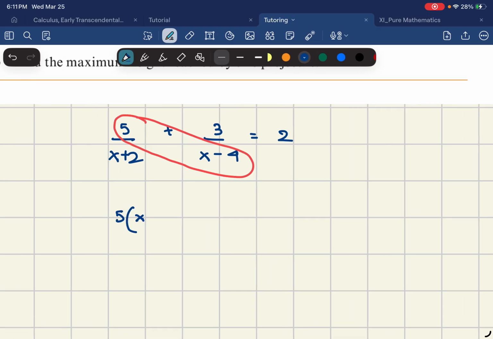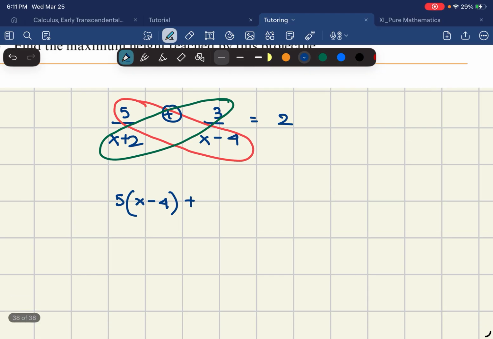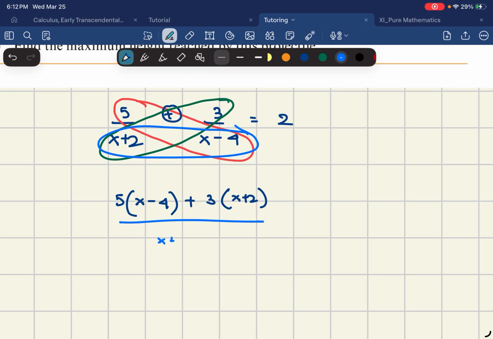So 5 times x minus 4. You copy the sign in the middle, plus you multiply the other diagonal together. This sort of looks like a butterfly, which is why we call it the butterfly method. So 3 times x plus 2. And finally, you multiply the two denominators together, so x plus 2 times x minus 4, and that is equal to 2.